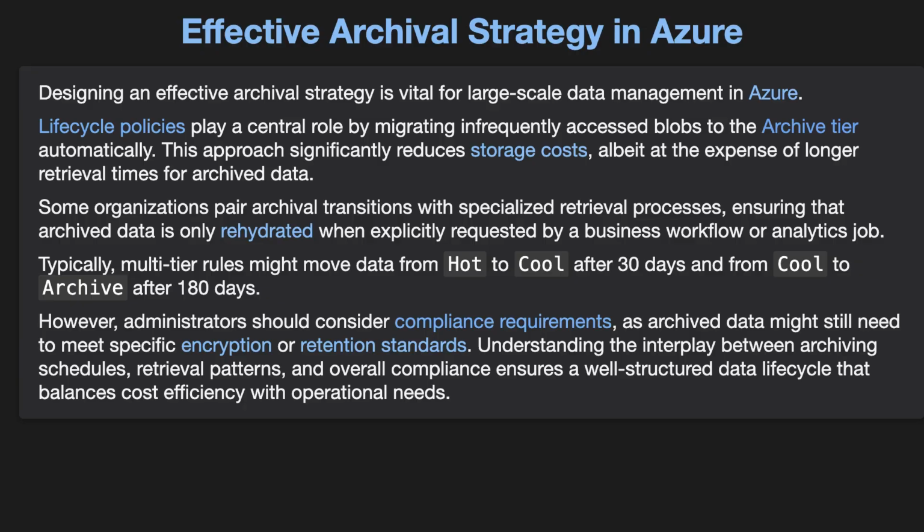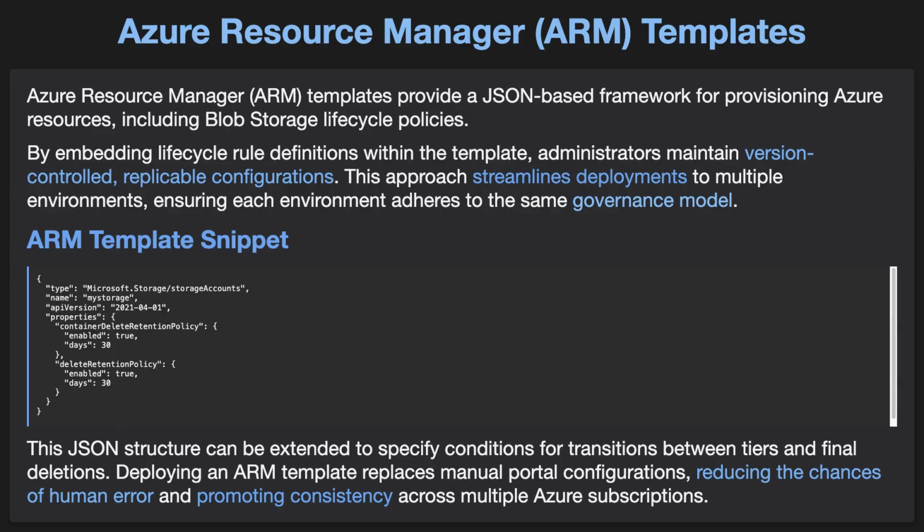Azure Resource Manager (ARM) templates provide a JSON-based framework for provisioning Azure resources, including blob storage lifecycle policies. By embedding lifecycle rule definitions within the template, administrators maintain version-controlled, replicable configurations. This approach streamlines deployments to multiple environments, ensuring each environment adheres to the same governance model.